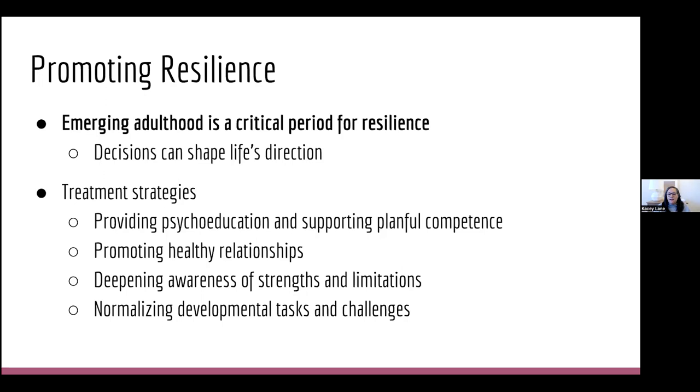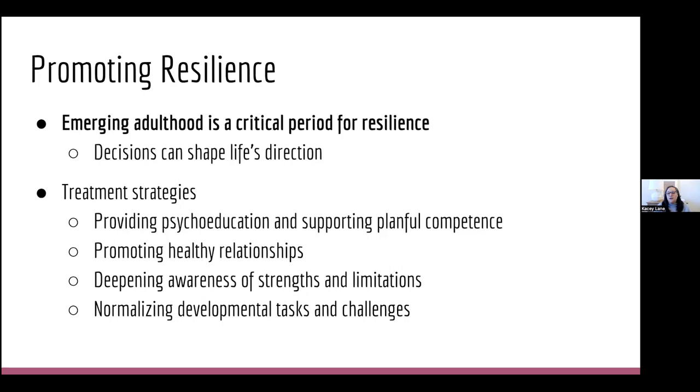So what can we do to support this? I think we can provide psychoeducation and support planful competence. Educating clients about emerging adulthood as a period in which they can make significant changes that shape life course is so important. I think we can also help them understand planful competence, which refers to an individual's ability to choose roles that are well-suited to their interests and talents, and to pursue these roles effectively and with perseverance. I think we can promote healthy relationships.